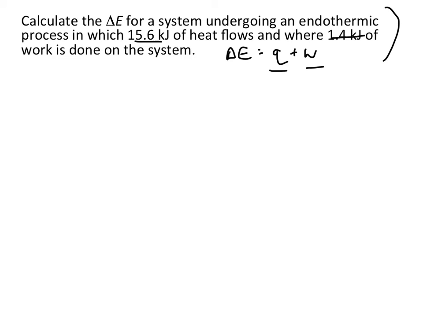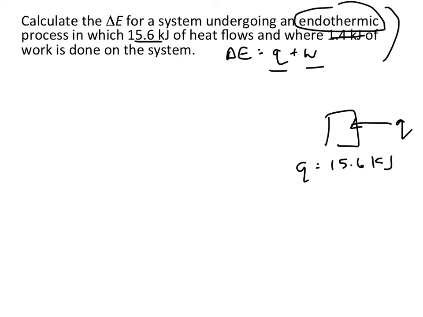So, calculate delta E for a system undergoing an endothermic process. Remember, in endothermic reactions, the system is gaining heat. So in this case, your Q value or your heat value is going to be positive. So the 15.6 kilojoules is a positive value. W, on the other hand, let's go ahead and take a look at that. Where 1.4 kilojoules of work is done on the system. So work is being done to the system. Because work is being done to it, it's going to be a positive value. So 1.4 kilojoules is what we're going to have here.